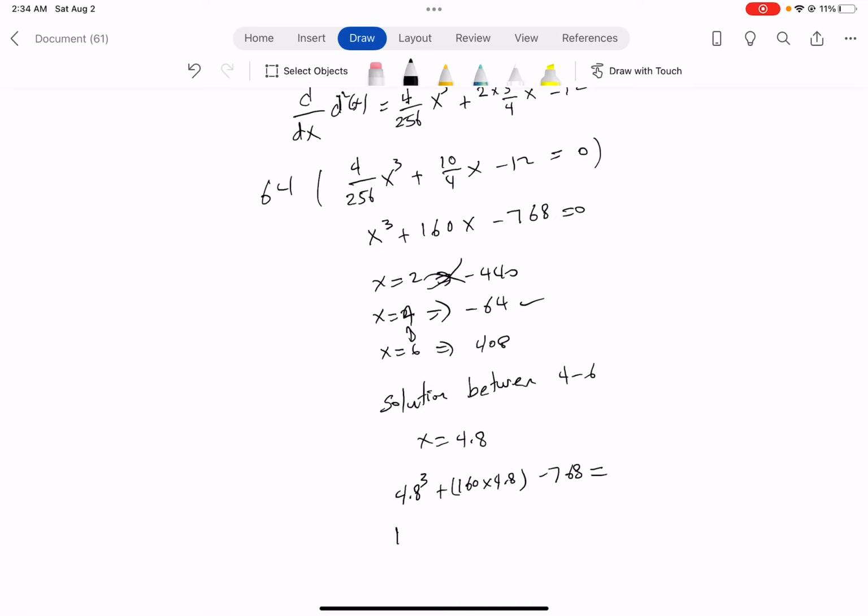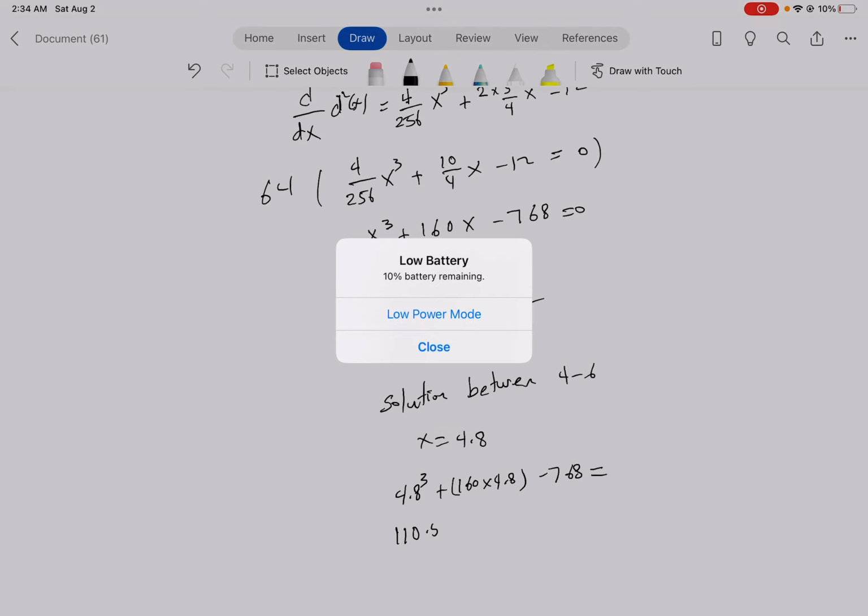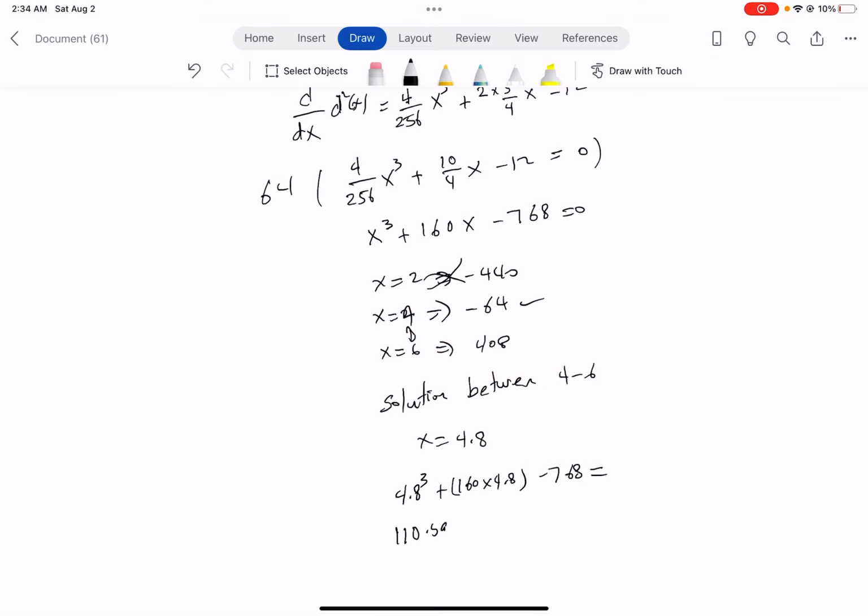Okay, 110.592. 160 times 4.8. Oh, really? 160 times 4.8? That's not going to be good. So it's not going to be 4.8 then.